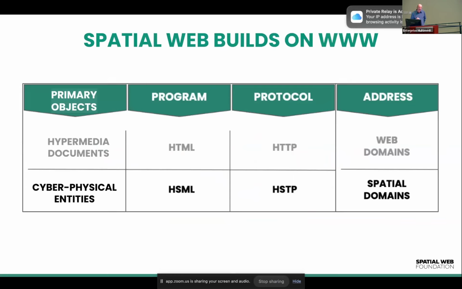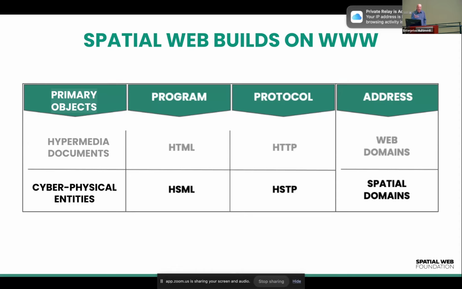We use a pattern which is very familiar. It's called the web, where the primary objects were hypermedia documents, right? So you go on the World Wide Web, you get a document. So that's a good thing. You get access to that. We can model what a document looks like. It has a bunch of multimedia parts. In the spatial web, we're looking at cyber physical entities. I'll show you the parts and the ontology associated with a cyber physical entity.